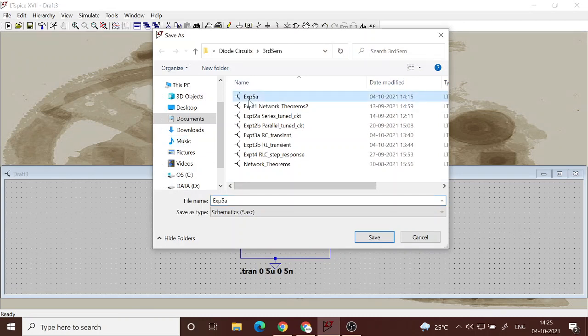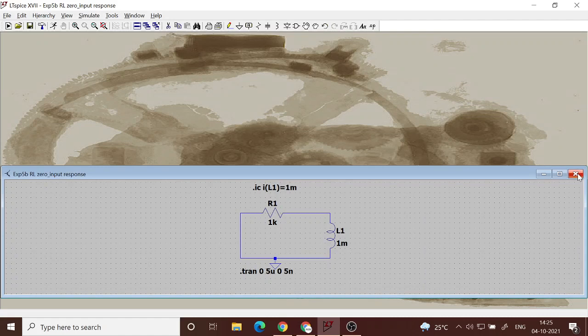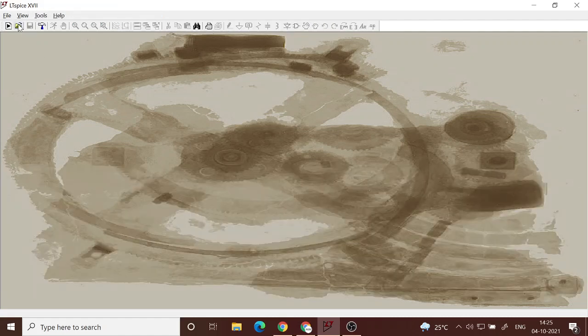This is experiment 5B, RL zero input response. Okay. Next we are going to do the second order system, which we saw in the previous experiment.